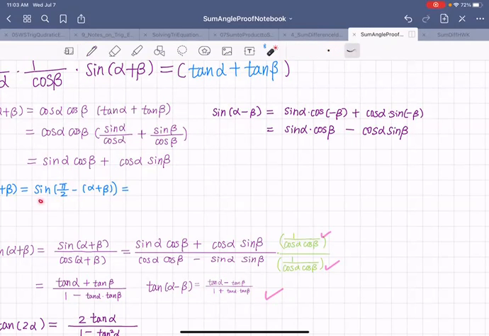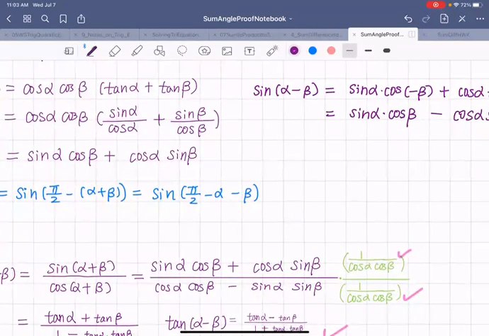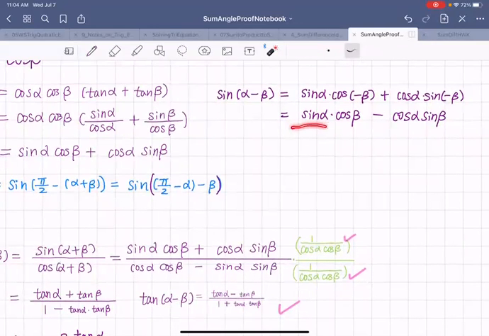Now we come to here. This becomes sine of pi over 2 minus alpha minus beta, correct? Now we do this as our alpha, okay? We want to manipulate it with this formula. So let's write down this. Please go ahead, use this formula. Tell me what this should equal.